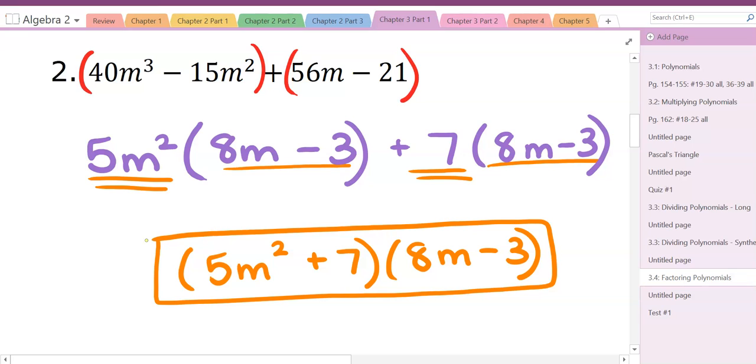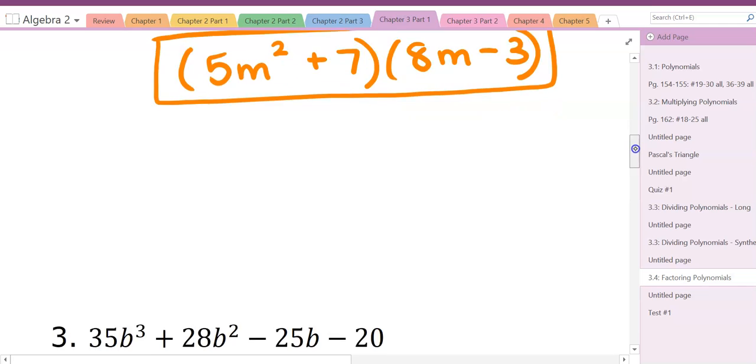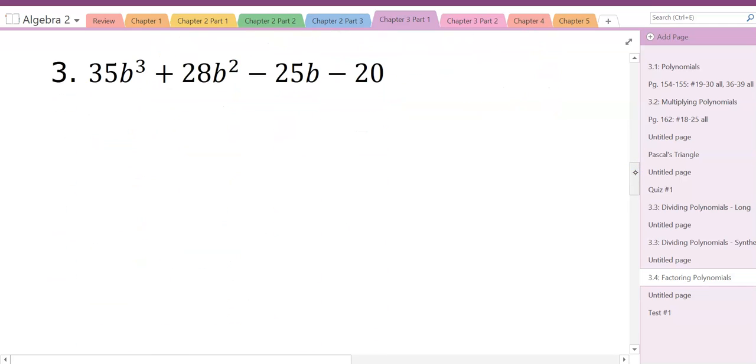Do you have questions so far on how I got any of those numbers? I want you guys to try that third one on that page by yourself. Group it, and then try to factor it.